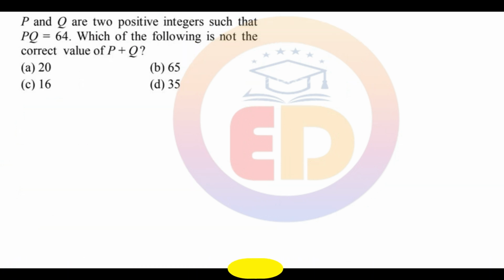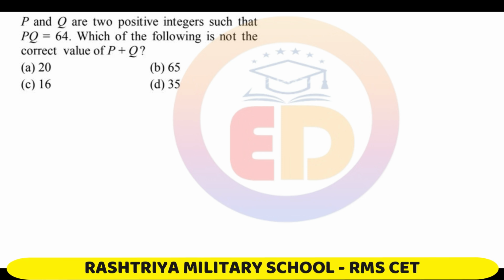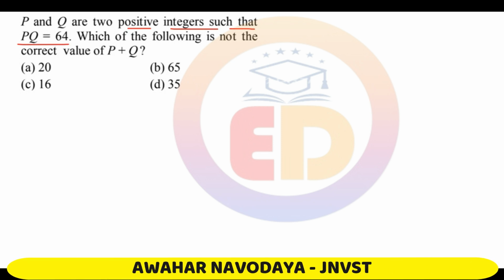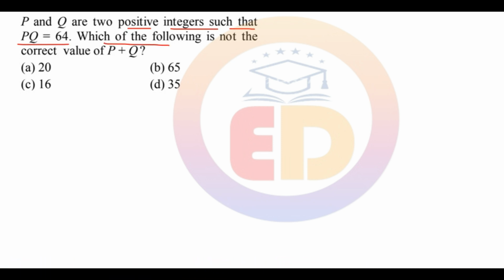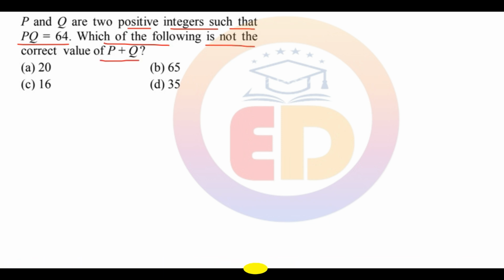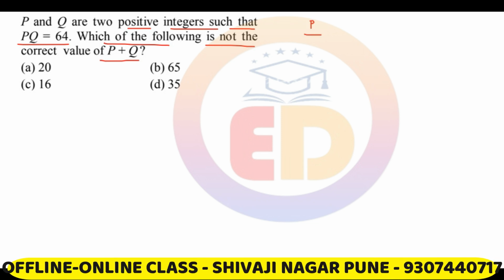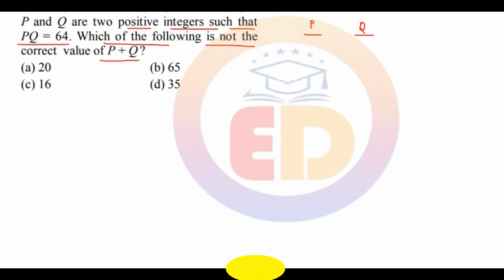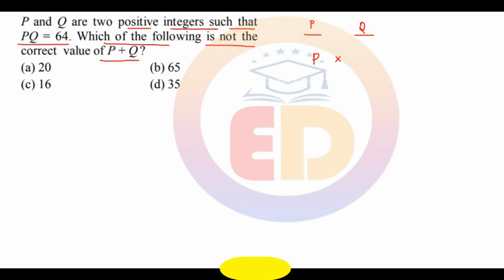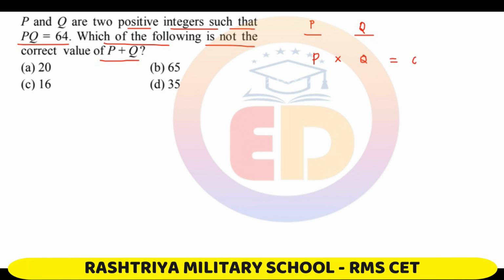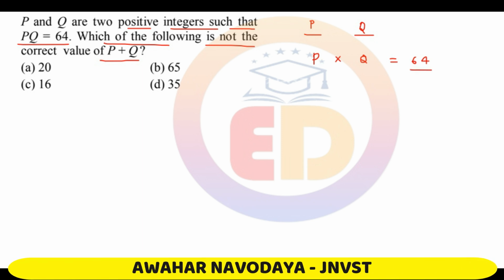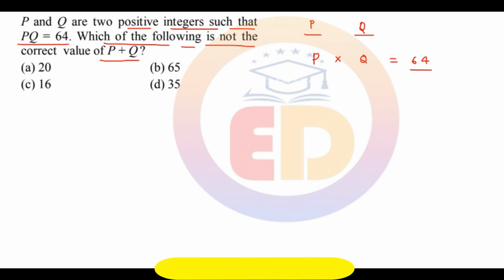P and Q are two positive integers such that PQ equals 64. Which of the following is not the correct value of P plus Q? The question says P and Q are two positive integers, means they are positive numbers, and PQ means P into Q equals 64, means when you multiply P and Q we should get 64. Now they are asking which of the following is not the correct value of P plus Q.